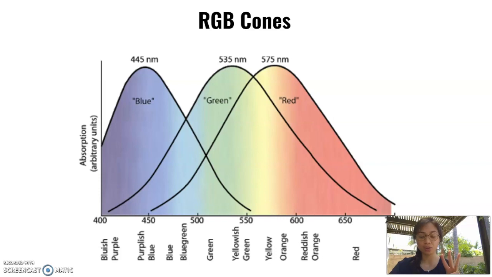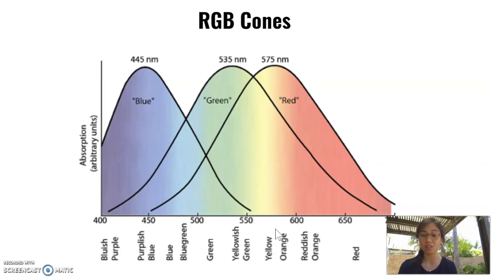Therefore, we have 3 cones in our eyes, each of them detecting a range of specific wavelengths sensitive to red, green, and blue. So how do our brains interpret color? Well, if one of our cones is activated, then we simply see that color. So for example, if we see a wavelength of 575 nanometers, we are activating our red cone and we see red. But clearly we don't only see red, green, and blue in the world.